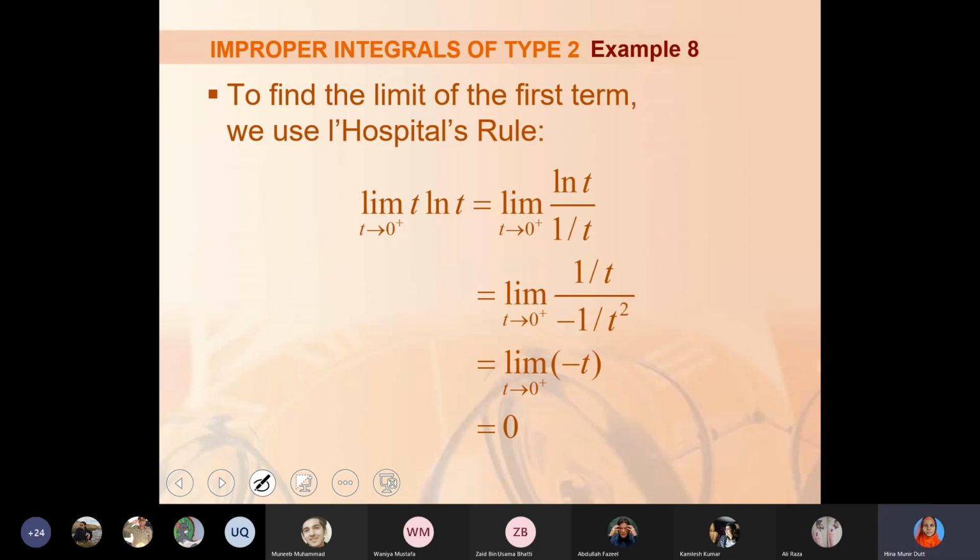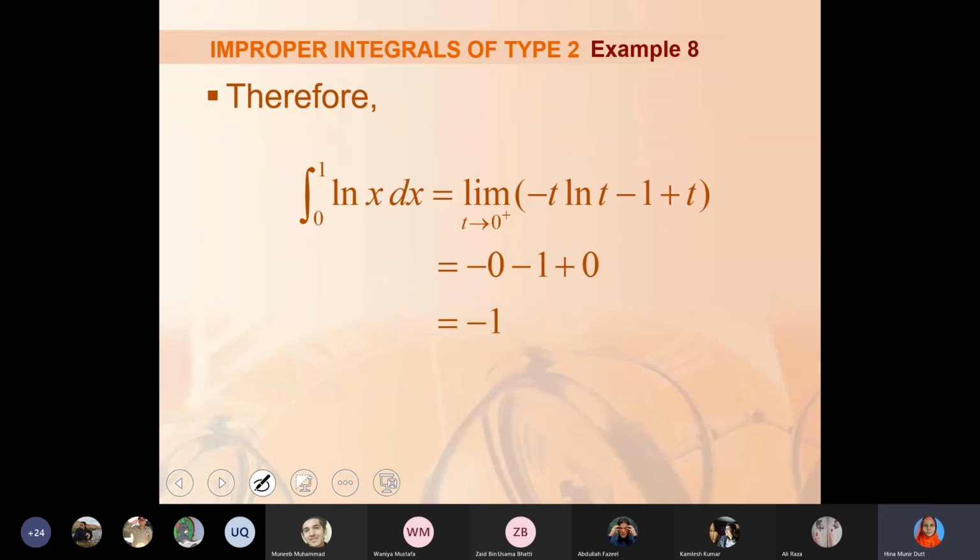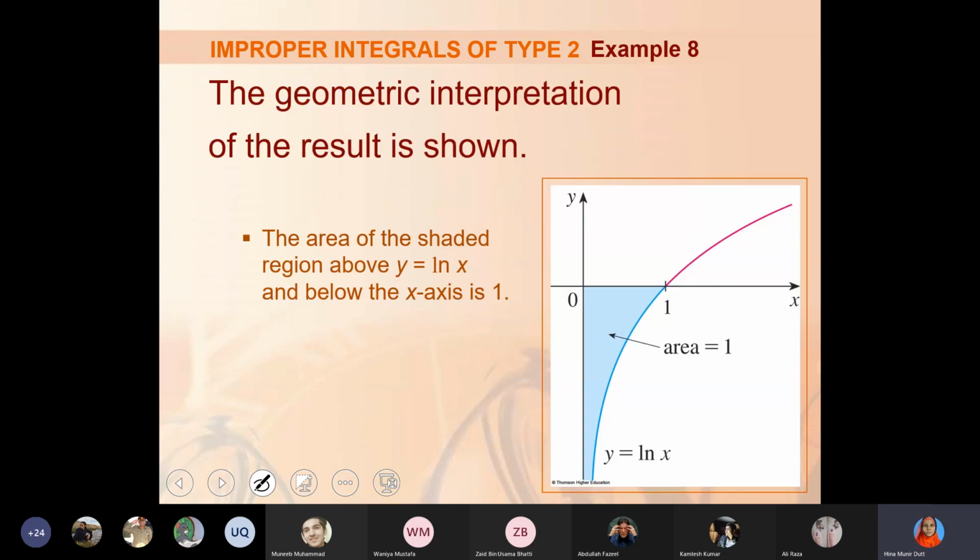So after simplifying, I will get minus t, and when t approaches 0, the limit of minus t is 0. So the answer is minus 1. So the limit of this integrand exists. This is my function.